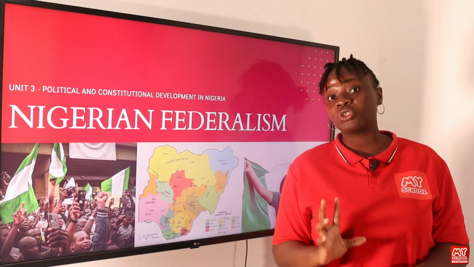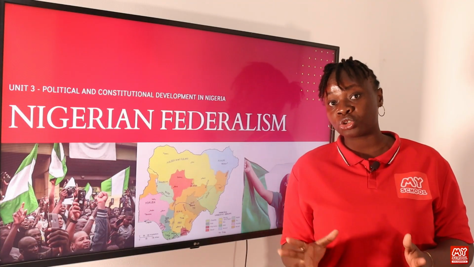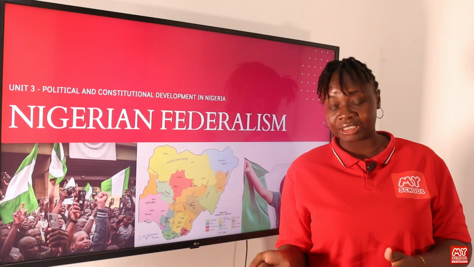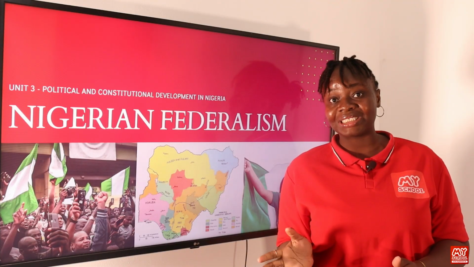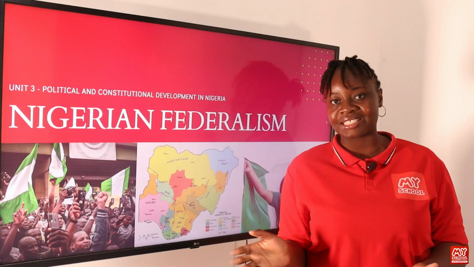So in the first part, we're going to discuss the definition, the structure and development of Nigerian federalism, as well as the concept of fiscal federalism and how it was implemented in Nigeria from independence to 1975.